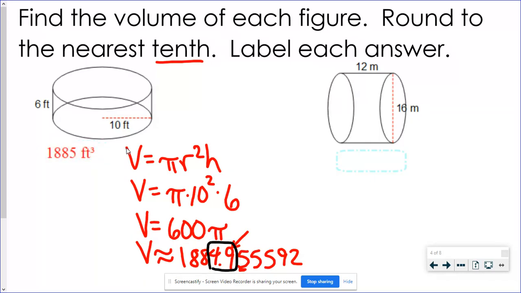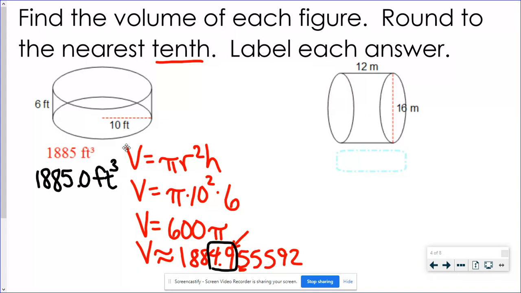In this one, they didn't put this 0.0, but remember, we've talked about this. I would really like it to look like this, to say that I actually rounded to the nearest tenth. And remember, volume labels are always going to be cubic units. This is going to be cubic feet.